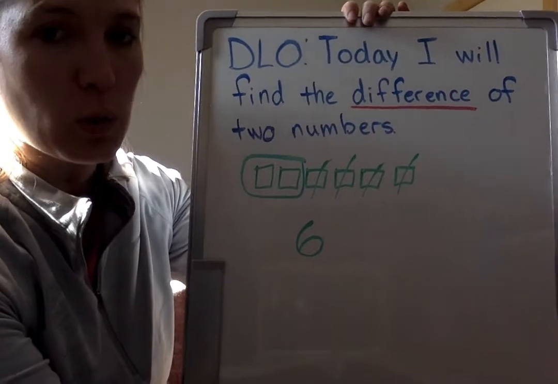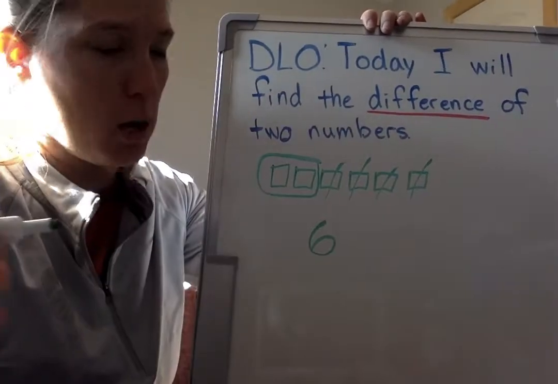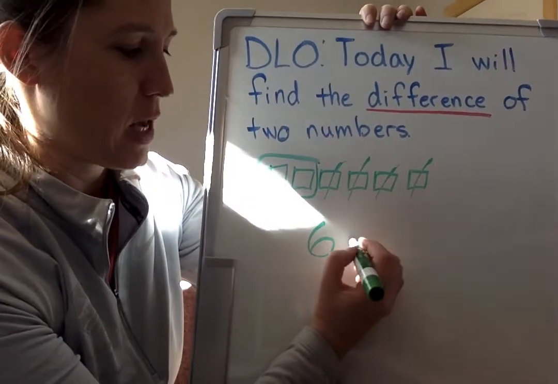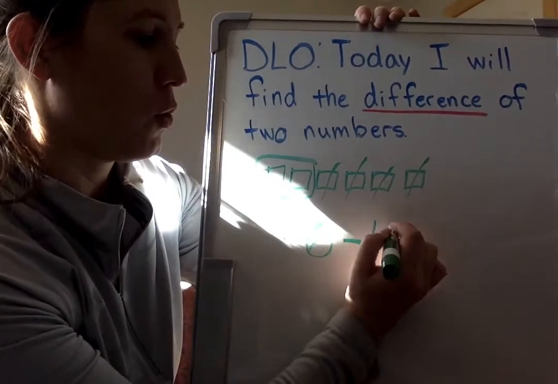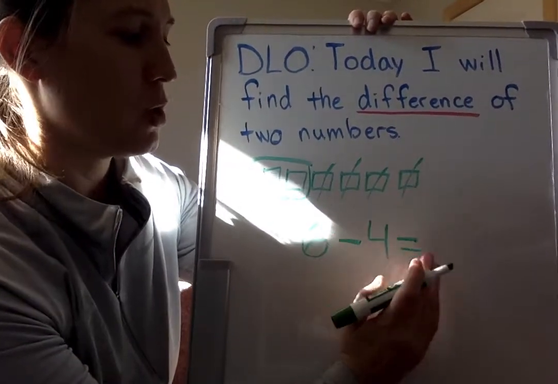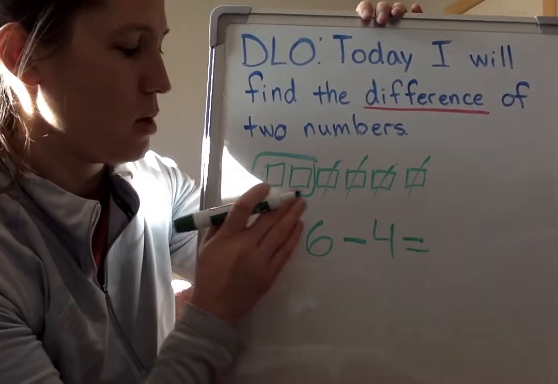4 cubes were taken away. If they're taken away, they're gone. We don't need them. Taken away, our operation is minus. And we took 4 away. How many cubes are left? How many are there? 1, 2.